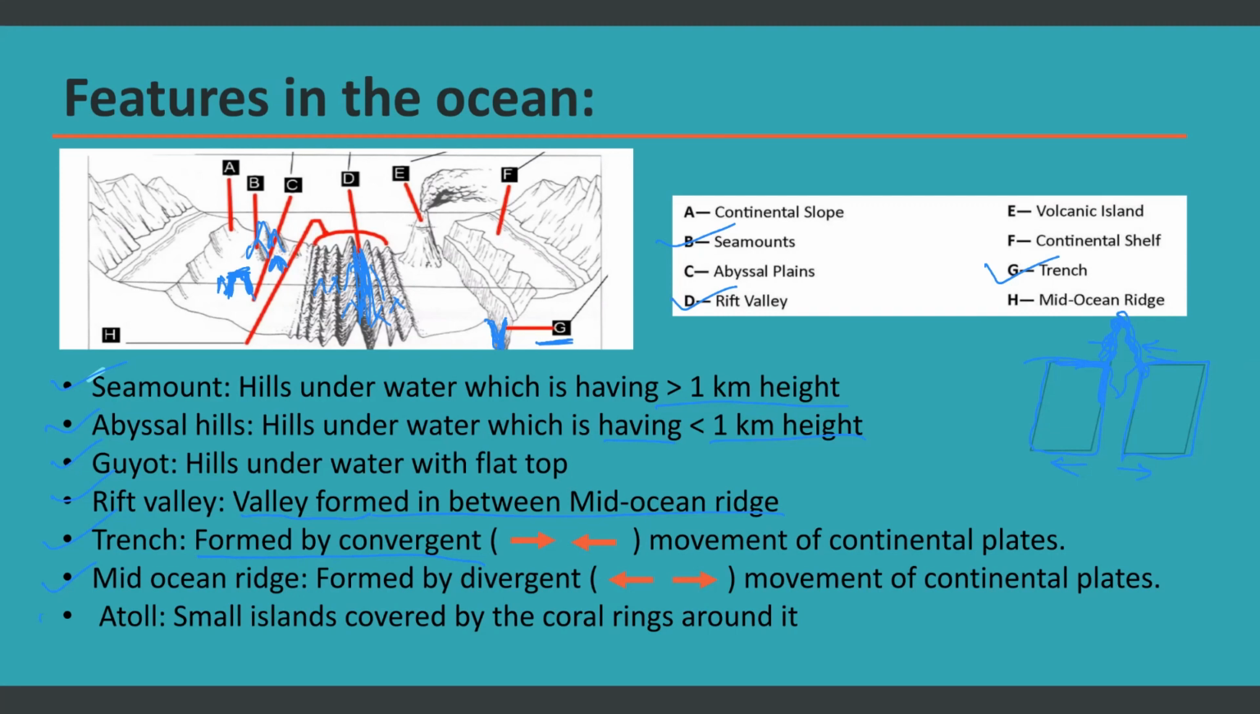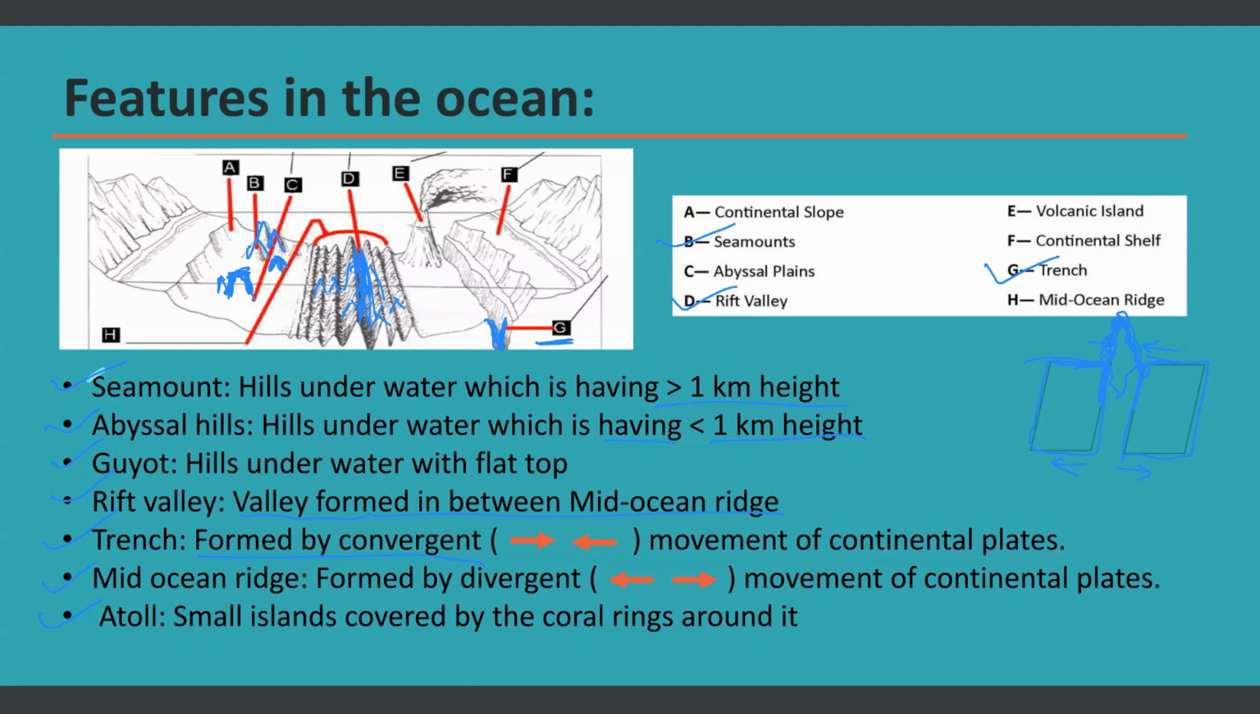And then we have the atoll. Atolls are small islands which are formed with the help of coral rings around any particular real island. So there is an island, and around that particular island, there is a formation of coral rings. And it is also creating a circle. So that kind of small island is called an atoll.